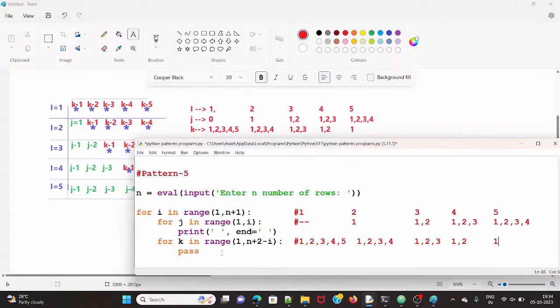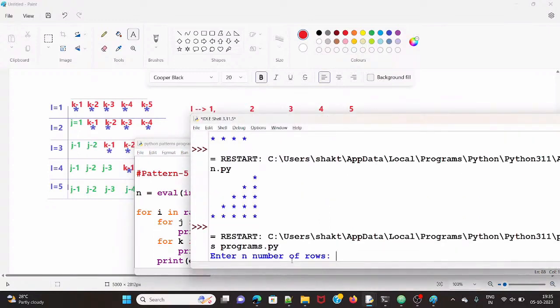In this process, what's increasing here? Stars, right? I take a print of a star, and for every star we take the space. Once five iterations are over, I want to go to a new line. That's why I am taking the empty print, which by default has slash n. In the first iteration, no spaces, 5 stars. Next iteration, 1 space, 4 stars. Next, 2 spaces, 3 stars. Next, 3 spaces and 2 stars. When i value is 5, 4 spaces, 1 star. Like this, it executes.